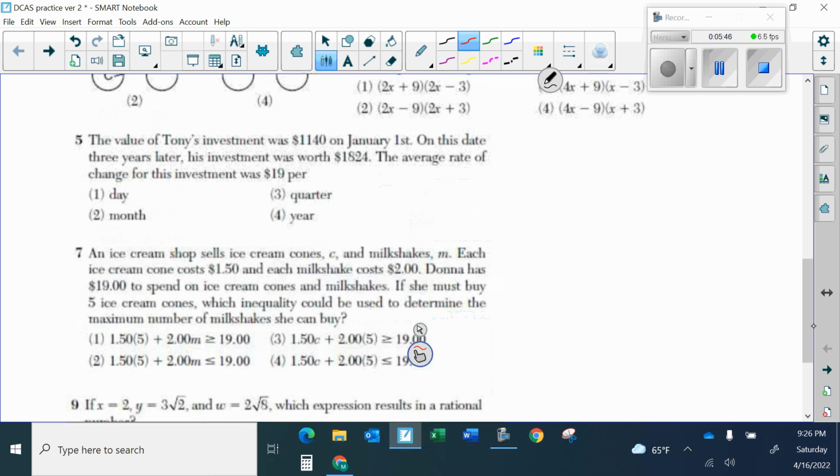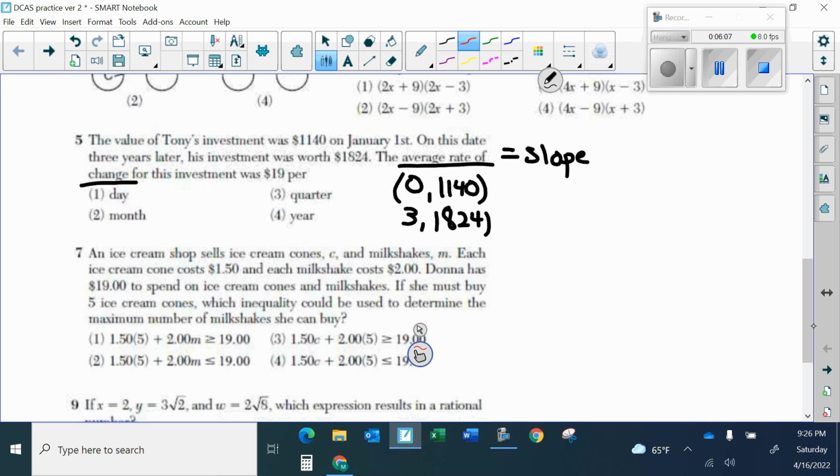The value of Tony's investments is $11.40 on January 1st. On this date, 3 years later, his investment's worth this. So at date zero, it's $11.40. At 3 years later, it's $18.24. Because the average rate of change, whenever you see the word average rate of change, you need to automatically be thinking slope. So I find the slope between the 2 points.